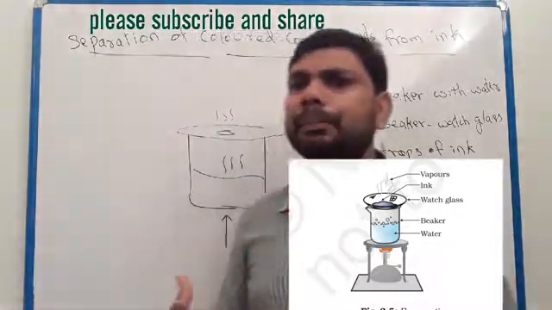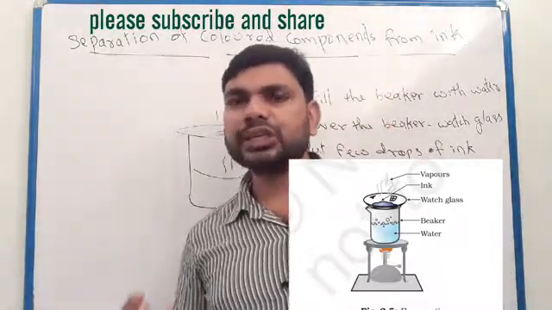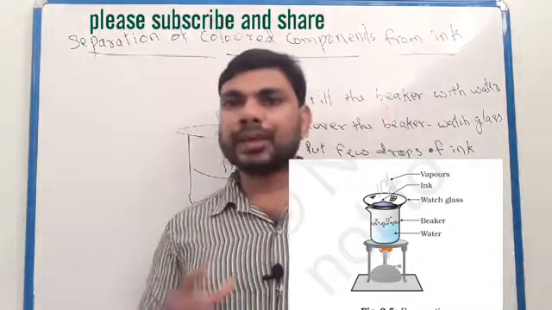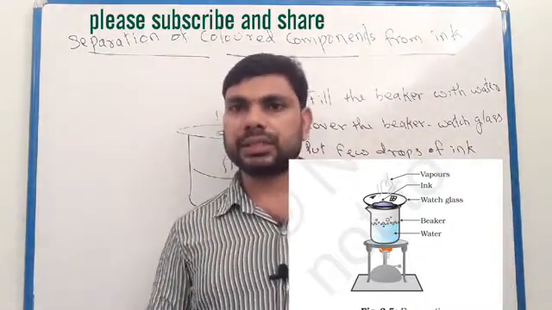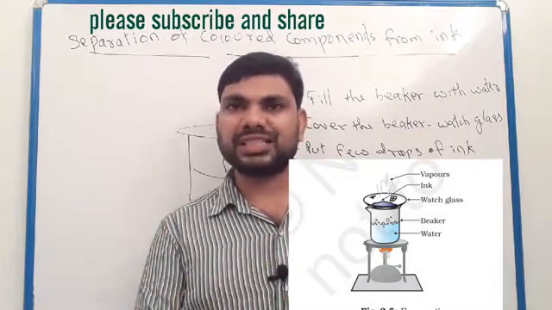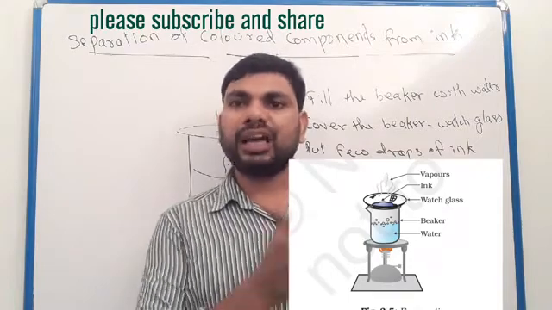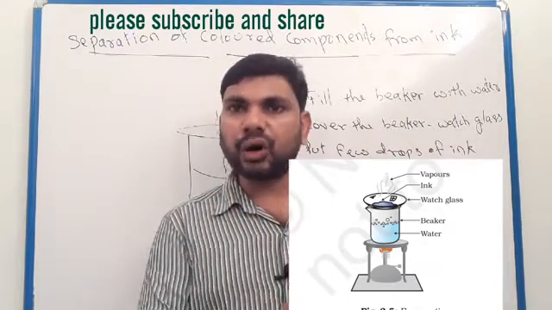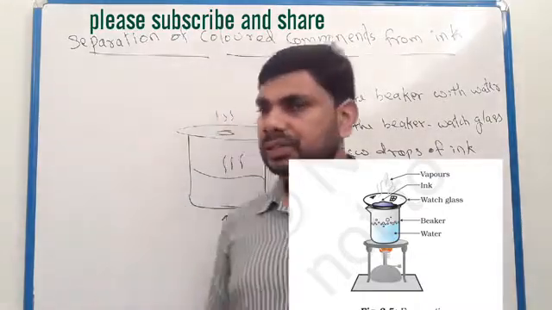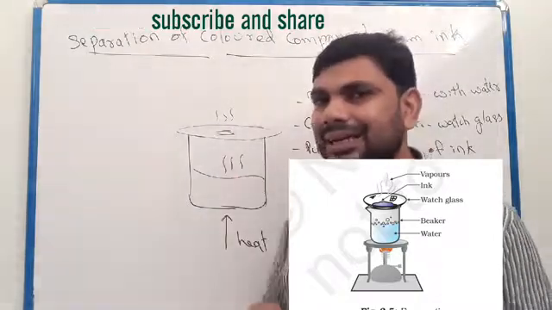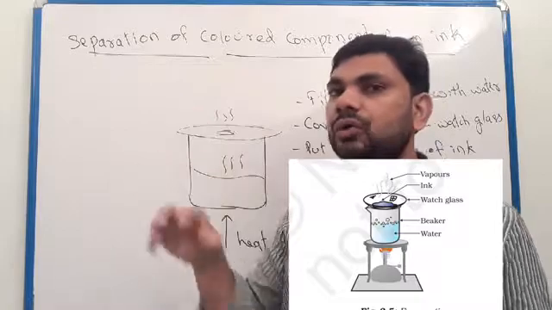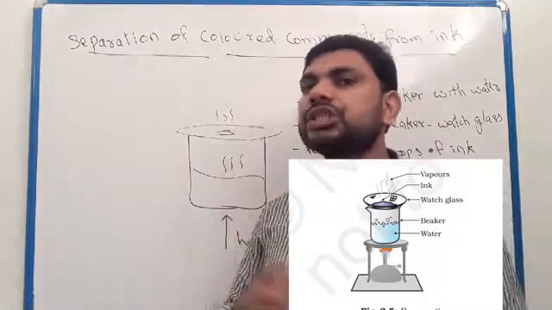So here ink is a mixture. Mixture means impure substance, as we discussed in the previous video. Elements and compounds, the substances which contain only one type of element or only one type of compound, are pure substances, but mixtures are impure substances. So see here, ink contains different colored components, and something also evaporated over here. So here it is a mixture.